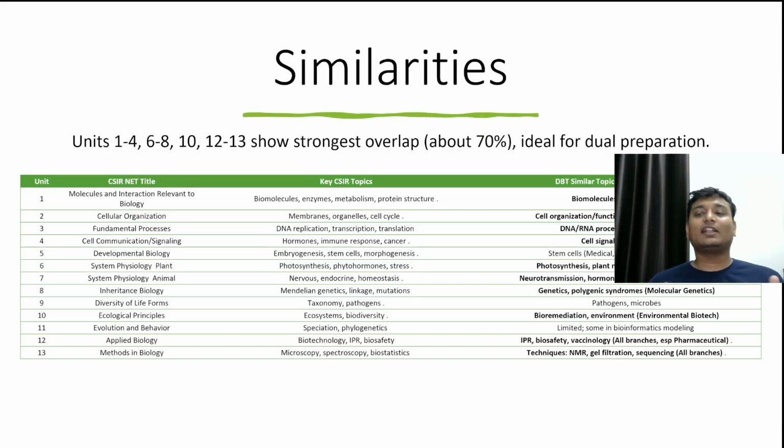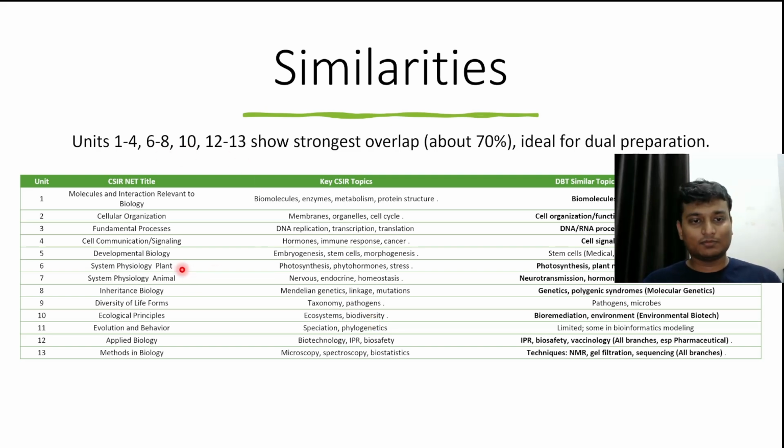So let's talk about the similarities. You can see units 1 to 4, 6 to 8, 10, and 12 to 13. Units 1, 2, 3, 4 are molecular biology, cell biology, fundamental processes, cell communication and signaling. Unit 10 is ecological principles, and 12 to 13 are applied biology and methods in biology. These all have a good overlap, about 70% of it. The extra 30% is just the application part.